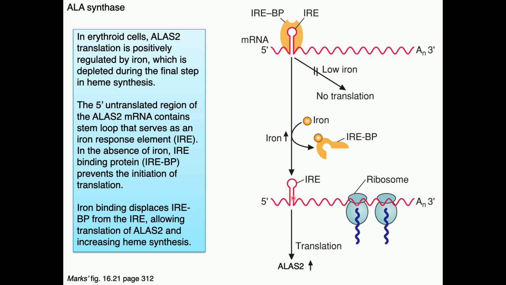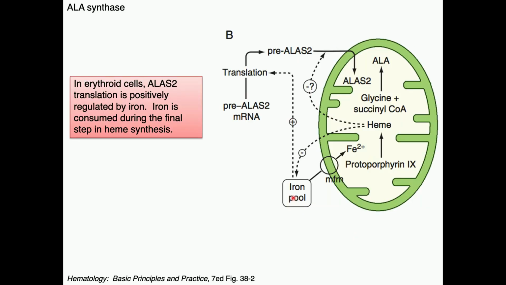Yes? In the previous slides, the little green circle, that represents mitochondria, right? Yes, this is a mitochondria. So is all of the heme made for the red blood cells when they're still erythroid cells, which are like pre-red blood cells, right? Yes. And then they export their mitochondria, and they just have all the heme that they're going to have for their life until they die. That is correct.